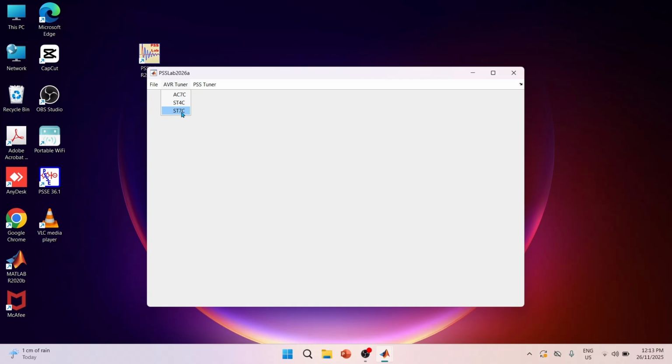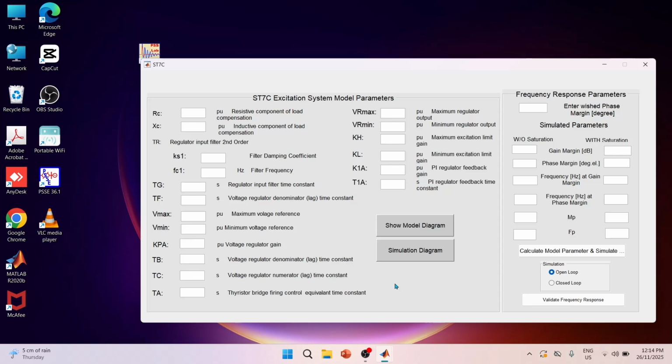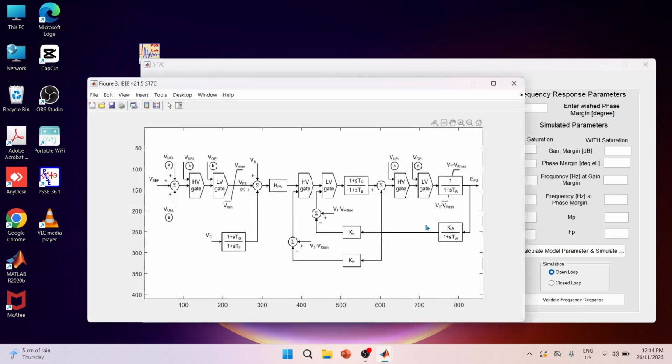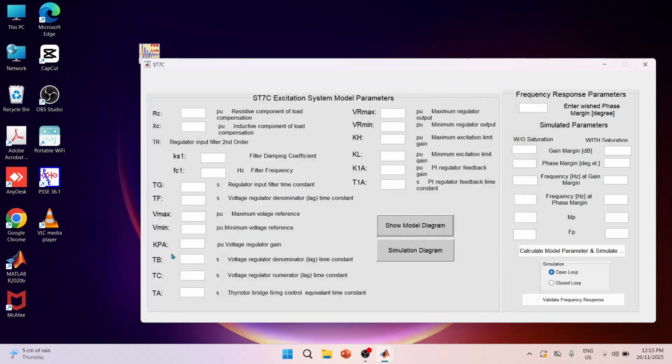After selection of the ST7C model, a new form with all relevant parameters for this model appears on the screen. I can now show the model diagram in IEEE standard 421.5 ST7C model to illustrate the correlation of the parameter labels in the form with the model diagram. For example, in the model diagram we have here kPa, and in the form we have kPa also here, voltage regulator gain.